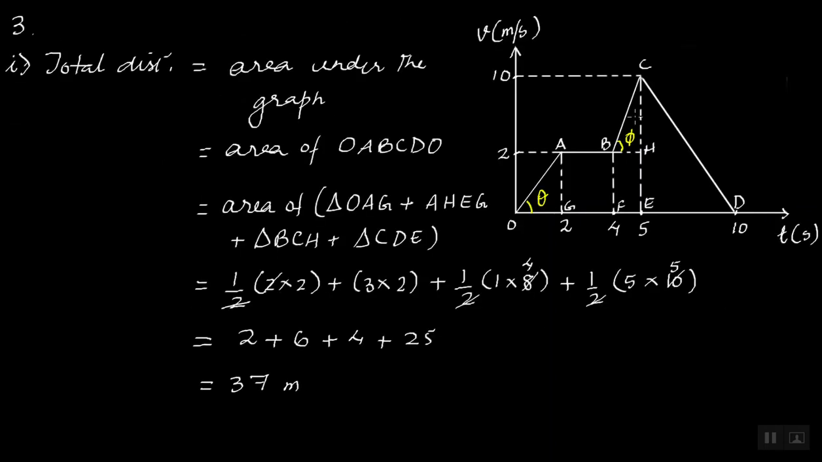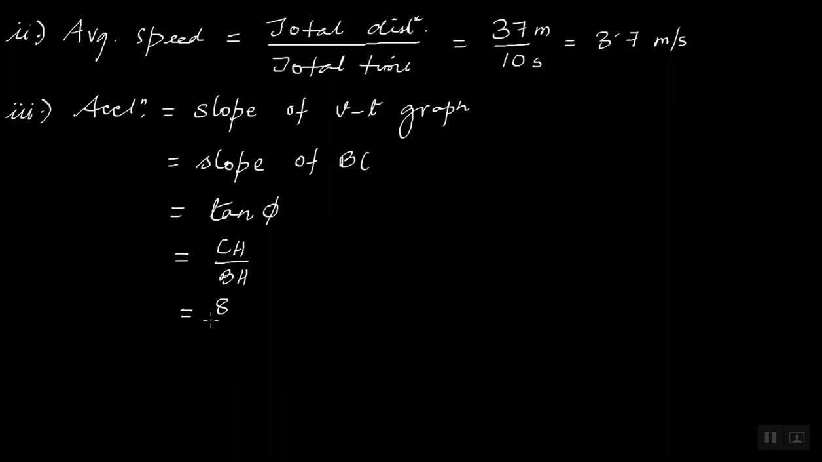Okay, and what is CH here? CH is 10 minus 2. That will be 8. And BH here is 5 minus 4. That will be 1. So this will be 8 by 1. So you get 8 meter per second square. That is the maximum acceleration. And we also found in which part of the graph the acceleration is maximum, and its value. So that's what we just found.